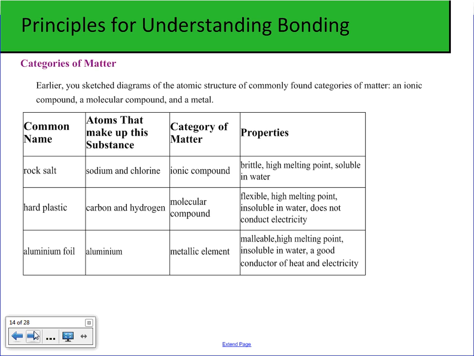So earlier, we sketched diagrams of the atomic structure of commonly found categories of matter: an ionic compound, a molecular compound, and a metal. So we talked about rock salt. Atoms that make up this substance are sodium and chloride. And the category of this matter is an ionic compound, with its properties of being brittle, having a high melting point, and being soluble in water.